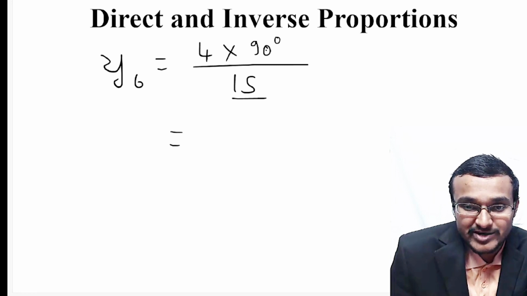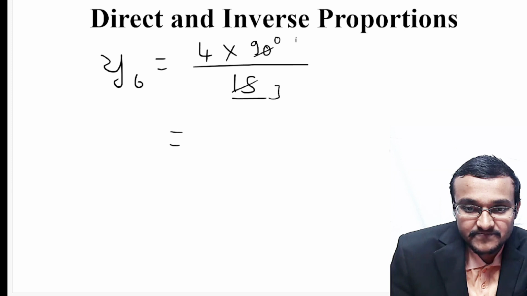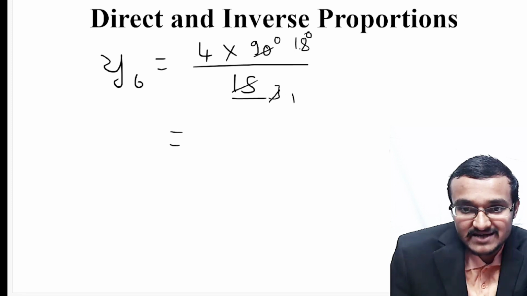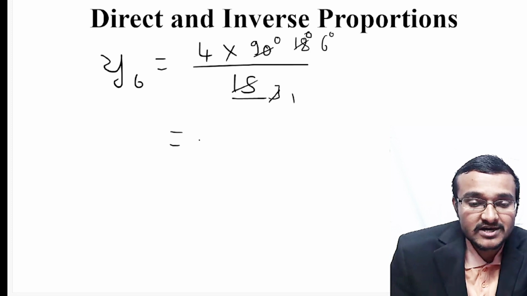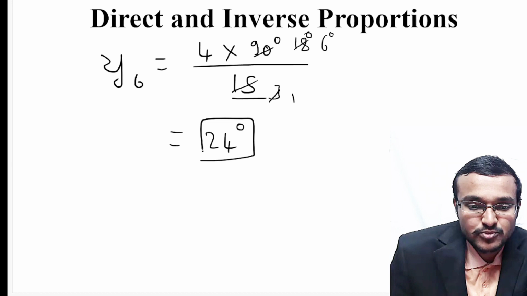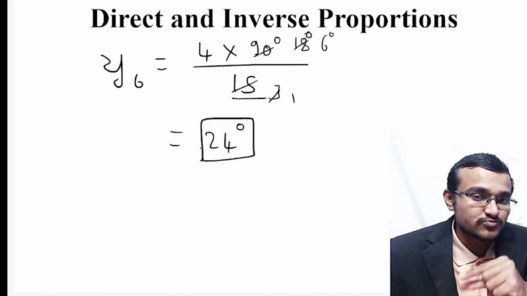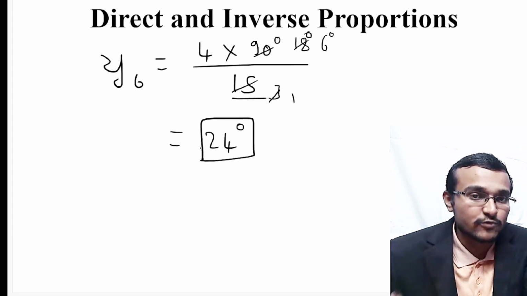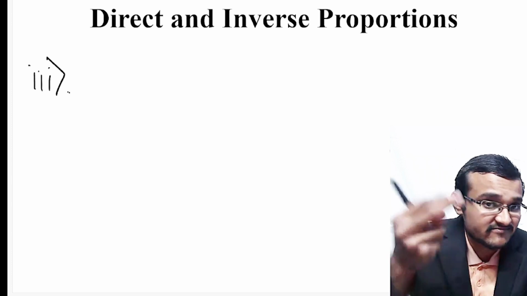So now 4 into 90 degree divided by 15. So 5 3s are 15, 5 1s are 5, 5 8s are 40. So 18 degree will be remaining. Here 3 1s are 3, 3 6s are 18 degree. So 6 degree will be remaining. So 6 into 4, 6 4s are 24 degree. So when 15 spokes are there in this particular wheel, then the angle between 2 consecutive spokes will be equal to 24 degree. Coming to the third question in this particular third question, here they have asked the reverse value.